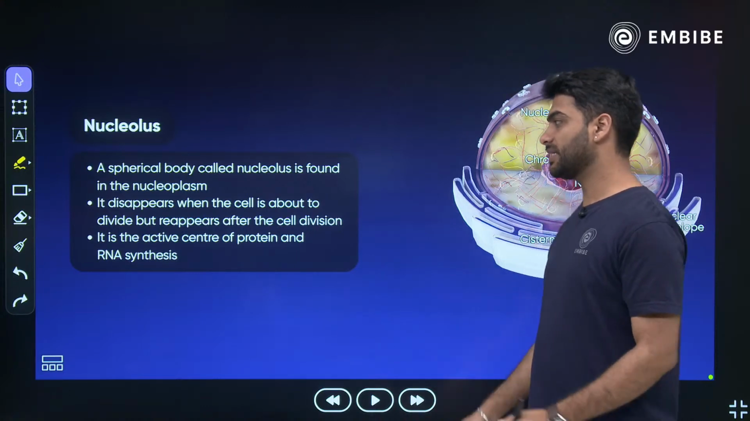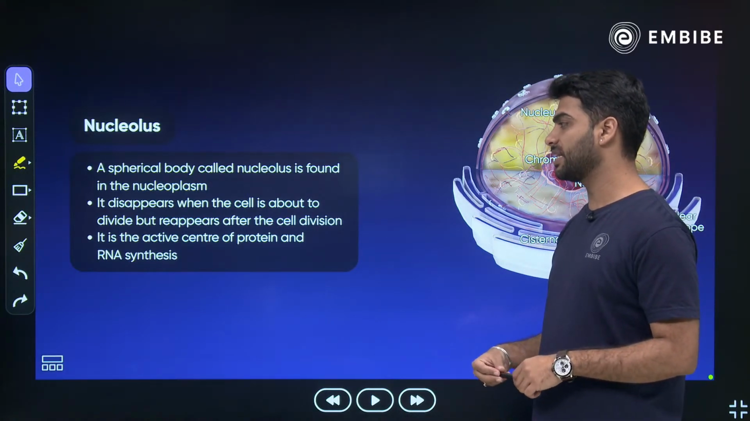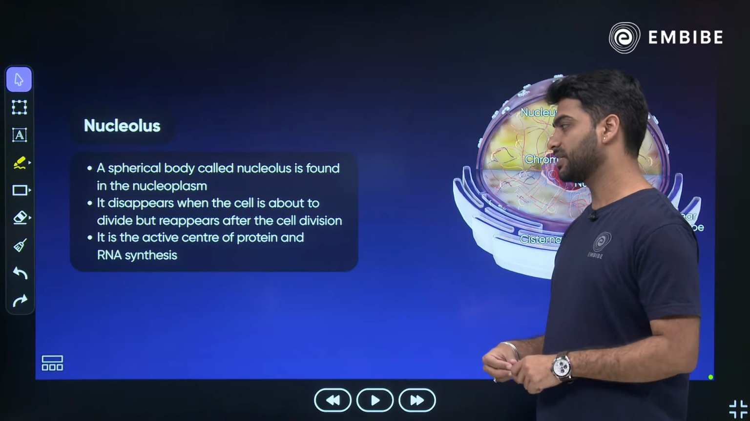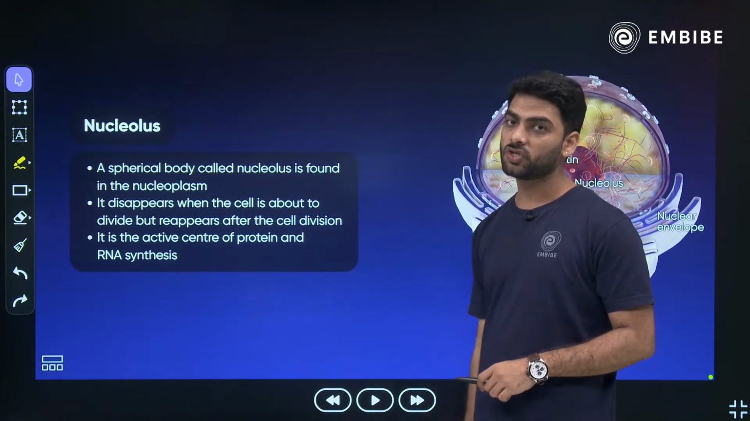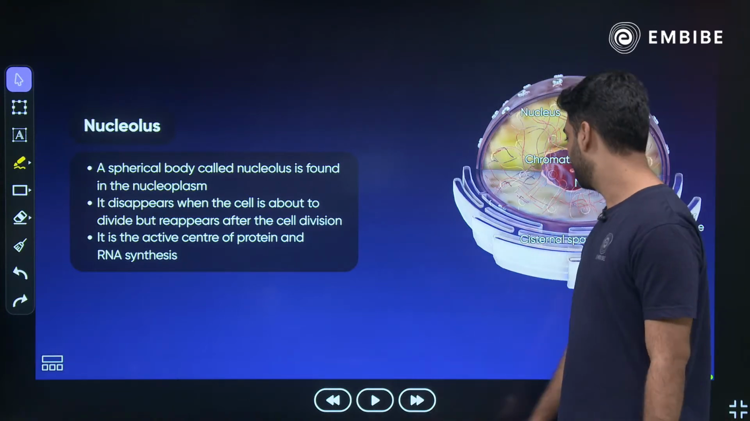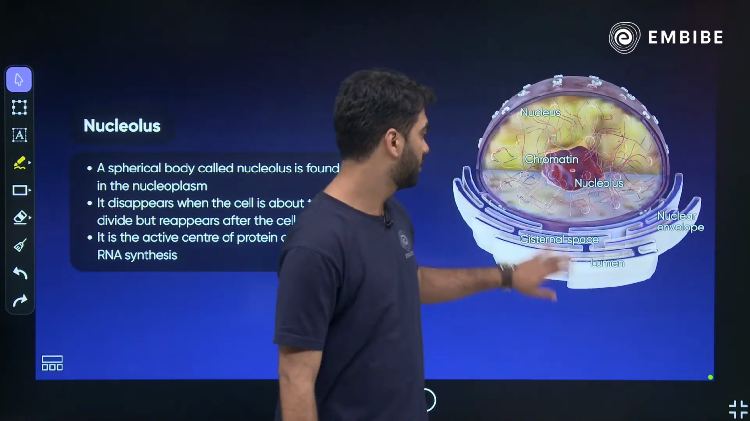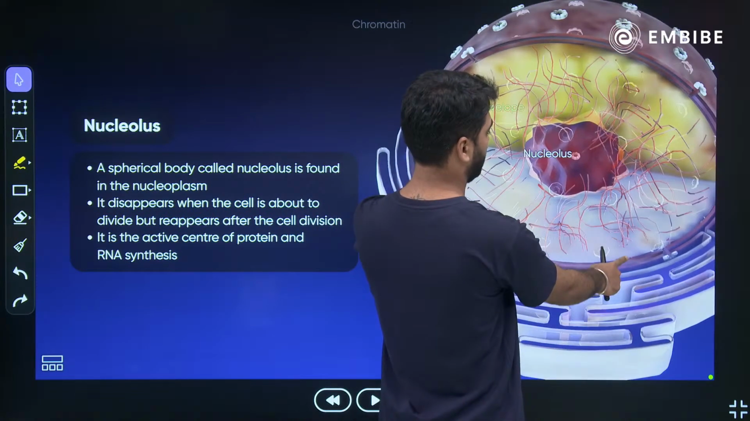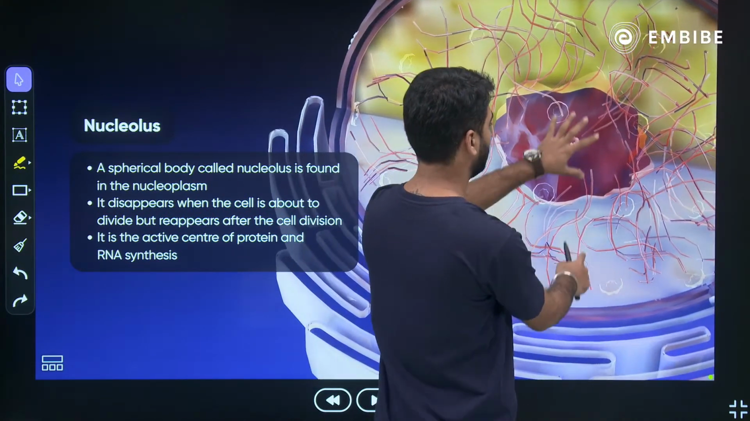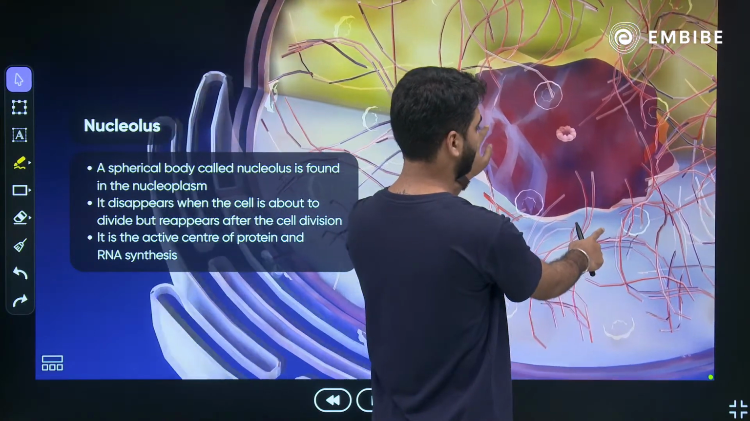Nucleolus is in the center of the nucleus. It disappears when the cell is about to divide. It reappears after cell division. It is meant for RNA assembly or synthesis. So it does RNA assembly. You can see over here a beautiful 3D asset, right? See the nucleolus.